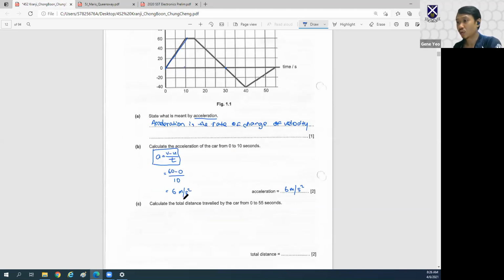Calculate the total distance traveled by the car from 0 all the way to 55 seconds over here. Okay, so first of all, you got to know that to find the total distance from a speed time graph over here, you'll need to find the area under the graph.